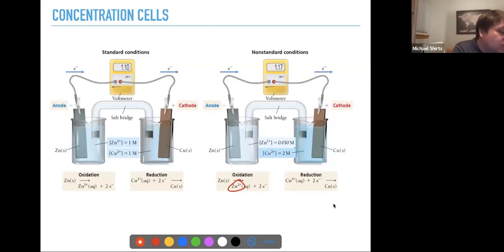Same with the copper 2 plus. Remember, the copper wants to leave solution and plate the copper cathode. And therefore, if you have more than the standard concentration, that will also be driving it towards being more spontaneous because it'll want to get rid of that concentration. Obviously, if you made the zinc higher than 1 molar and the copper less than 1 molar, then it would be more like 1.03. It would become less spontaneous. You could get less energy out of it. So that's how concentration affects a cell.